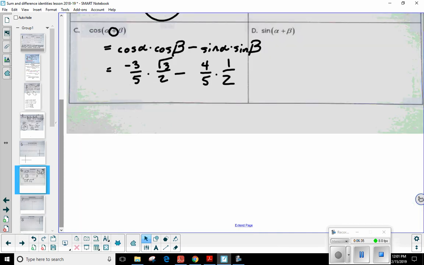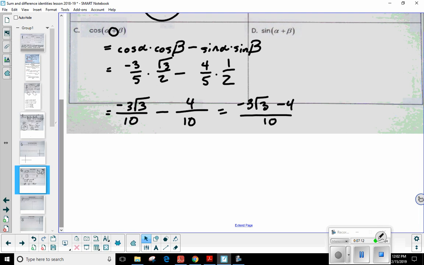So what is a negative 3/5 times square root of 3 over 2? Remember, how do we multiply fractions? Just straight across, right? So what's a negative 3 times square root of 3? Negative 3 square root of 3 over 10. Then we got the minus. That would be 4/10. Okay. So I would probably just go ahead and combine them since they already have the same denominator. I might just go ahead and say negative 3 square root of 3 minus 4 over 10.